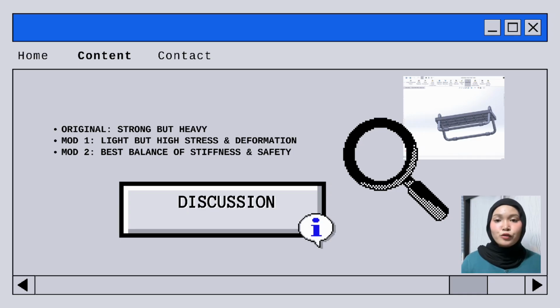Now, I will cover the discussion. The original design is strong but uses more material. Modification 1 is lighter but produces higher stress and deformation due to the thin base plate. Modification 2 improves stiffness by increasing base thickness, resulting in low deformation and high safety factor. Therefore, modification 2 achieves the best structural performance.